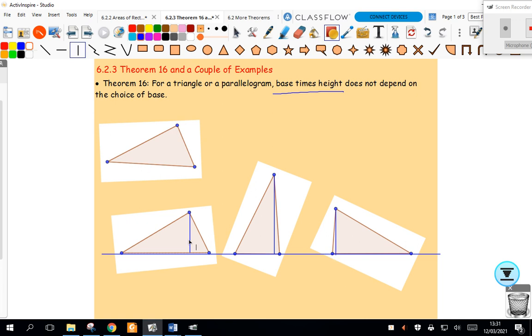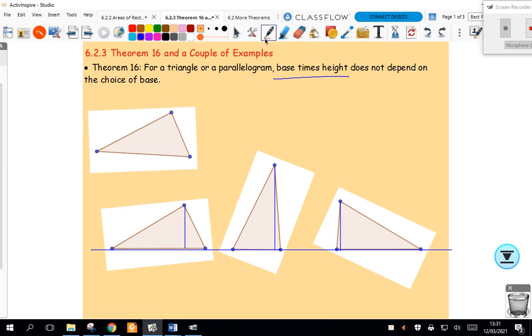These heights are all called altitudes. So every triangle has 3 different altitudes. So we've 3 altitudes. But the area of a triangle, you can choose any base and measure any altitude and work the area from there. Can I look at a couple of examples here?